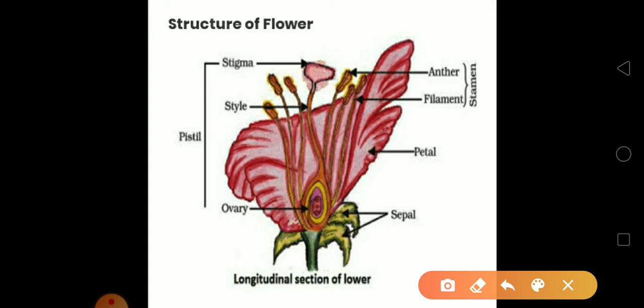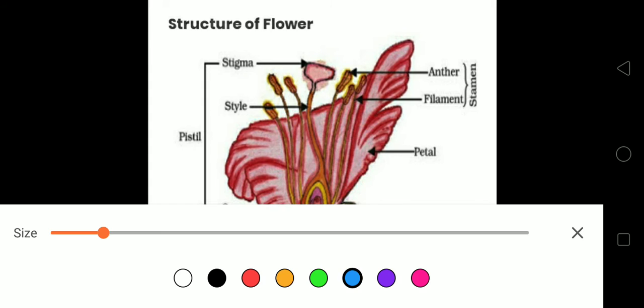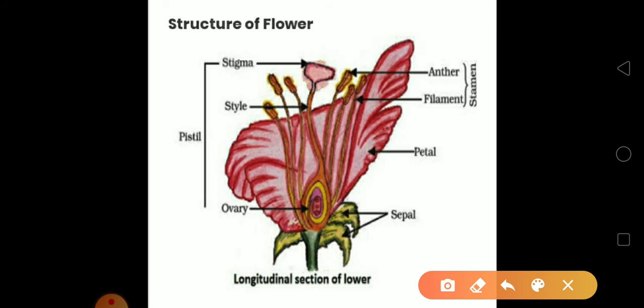Now the fourth one is gynoecium. We can say pistil. It is a collection of carpels, the female reproductive organs of the flower. We can say carpels, we can say pistil. So three parts: stigma, style and ovary. Each carpel, each pistil has a swollen ovary and a long style. This is the style. And the uppermost, terminal part is the stigma.